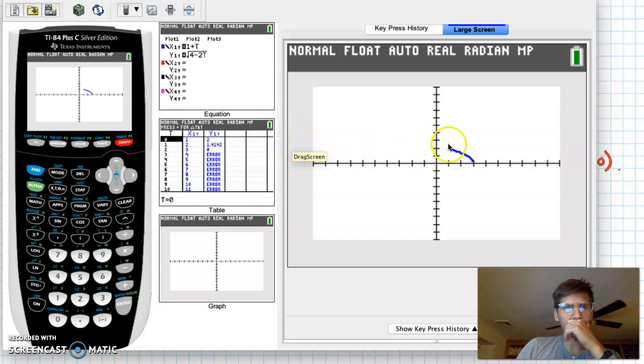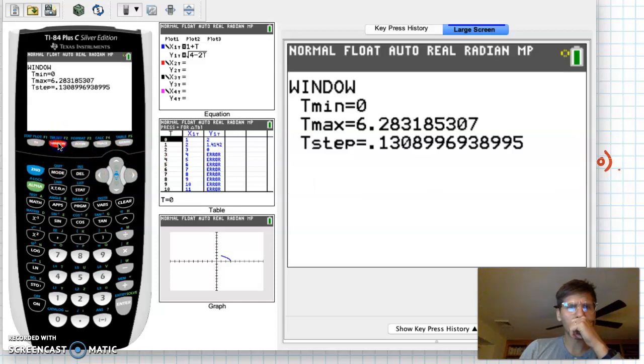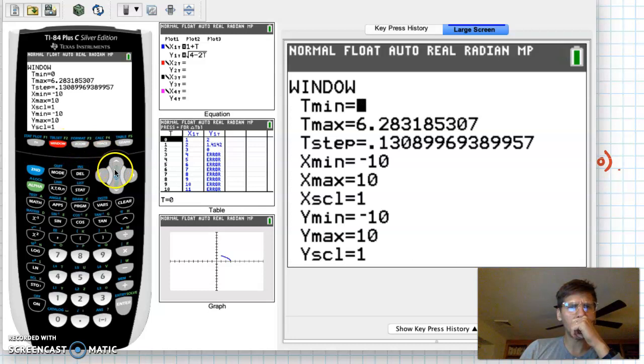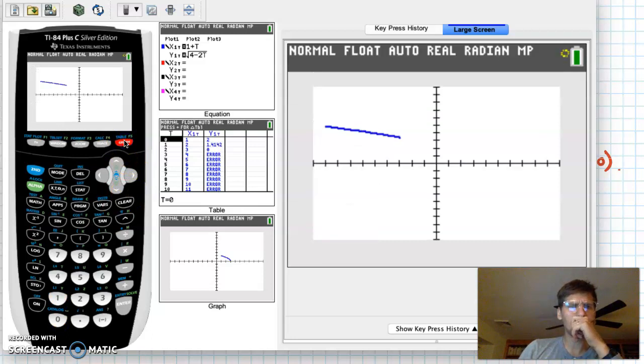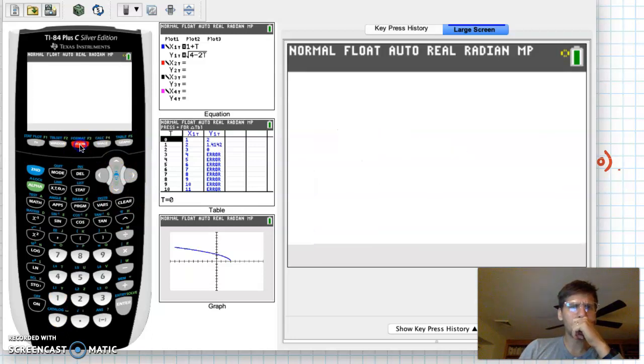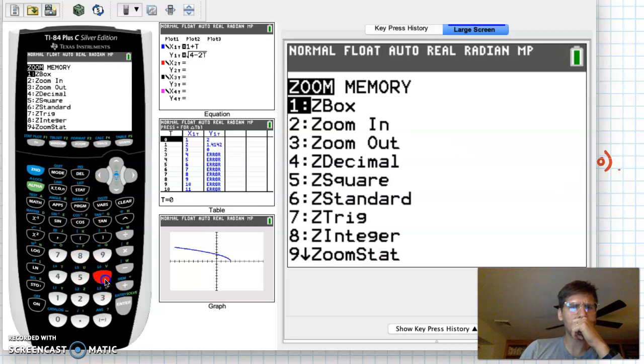I wonder why it got cut off. Oh, maybe it just started at a certain value, because I think it could have more negative inputs. Let me check this out. I don't know why it had a T minimum in this case. Let me hit zoom as standard.